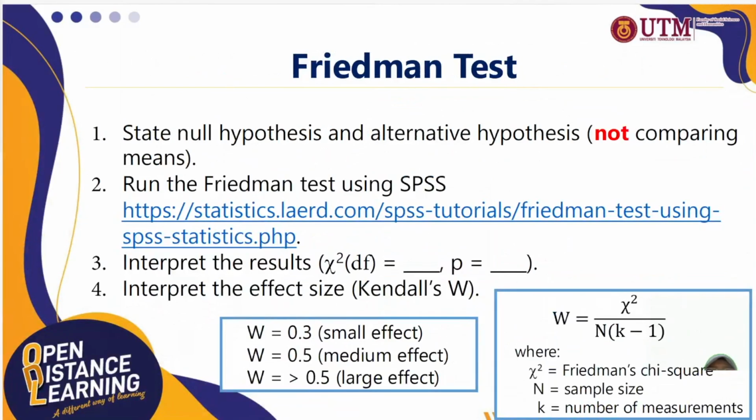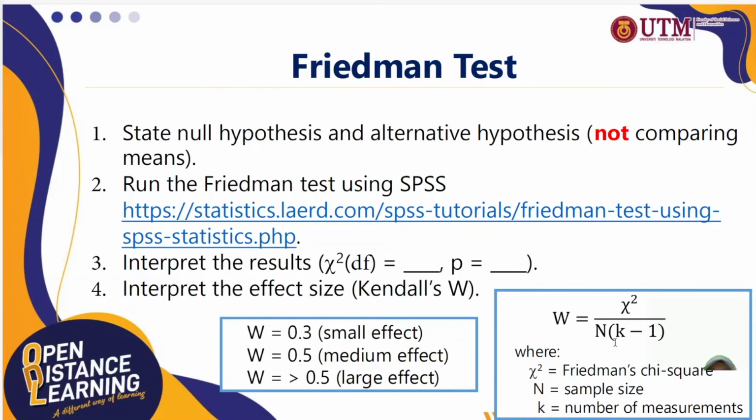Next, the Friedman test. First we need to state the hypothesis, and please remember that it's not comparing means. And then we need to run the Friedman test and then interpret the result. Chi-square, and in the bracket we should insert the df value, and then here is the chi-square value, and here is the p value. And then interpret the effect size based on Kendall's W.